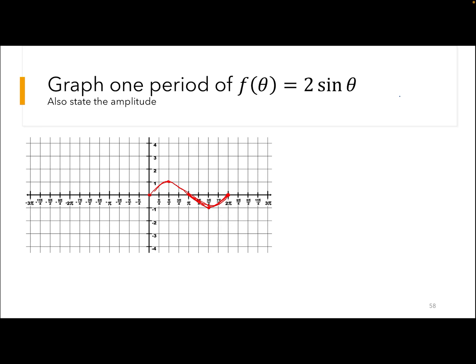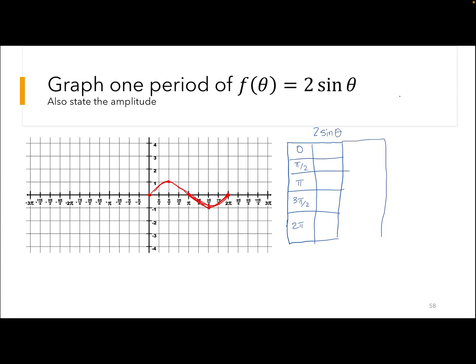So let's make a table. We're going to make our table where we're going to put in our theta values, 3, 4, 5. All right, so we get 0, pi divided by 2, pi, 3 pi over 2, and 2 pi. Now, what goes in here is going to be 2 sine theta.